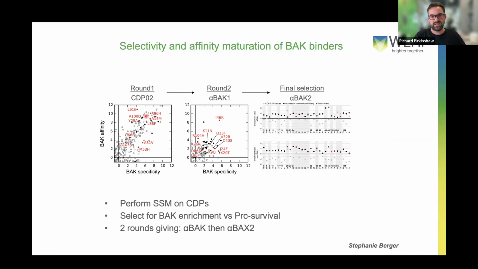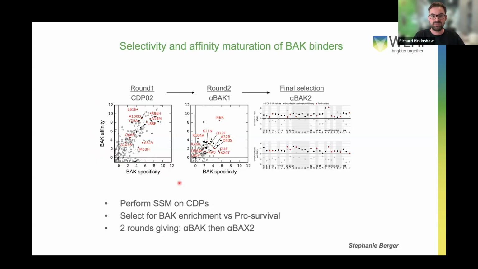So to overcome this affinity-selectivity problem, Stephanie moved to deep mutational scanning. So this is an approach where you can perform site saturation mutagenesis on every position in this design CDP protein. And then you can rank these mutants for both affinity for BAK, but also selectivity for BAK over the other pro-survival proteins.